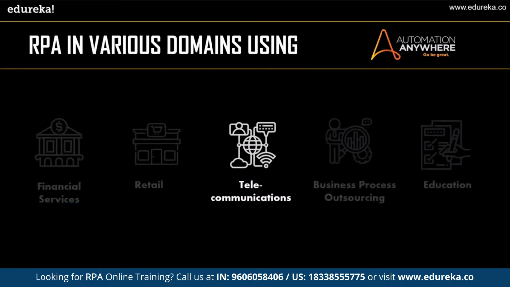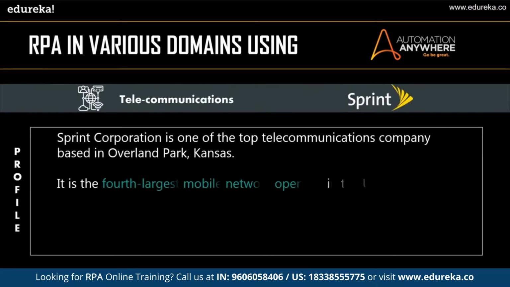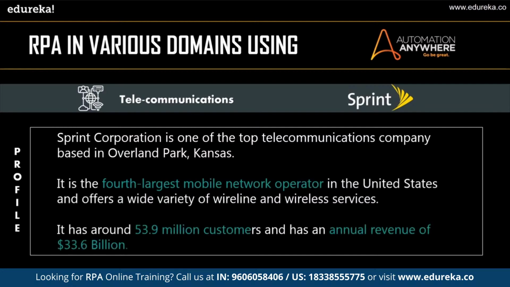Now let's move on with the next industry, that is RPA in telecommunications. To explain how RPA is used in telecommunications, I've considered the organization Sprint Corporation. Sprint Corporation is one of the top telecommunications companies based in Overland Park, Kansas, and is the fourth largest mobile network operator in the United States, offering a wide variety of wireline and wireless services. It has around 53.9 million customers and an annual revenue of $33.6 billion.